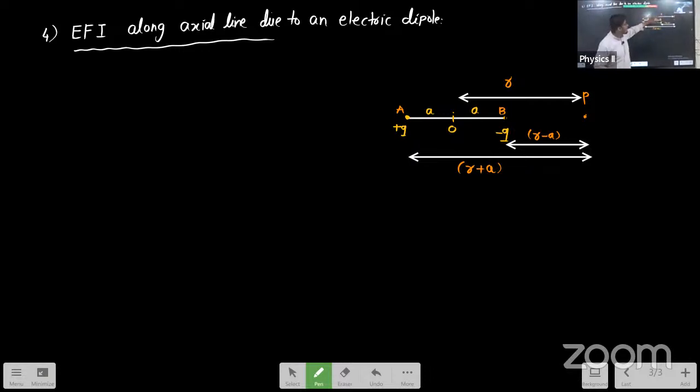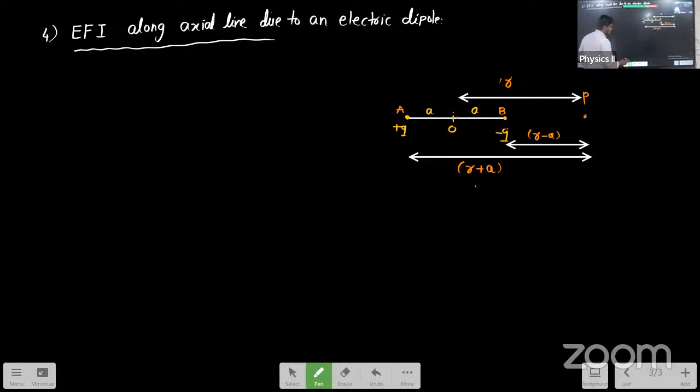What I have done? I have considered an electric dipole. What is an electric dipole? Two equal and opposite charges separated by a small distance. How much distance? 2a distance. From center to point A, what is the distance? a. From center to point B, what is the distance? a. And from center to point P, what is the distance? r. So what will be the distance from point P to A? It will become r plus a. And what will be the distance from B to P? This will become r minus a. I hope you understood this diagram.